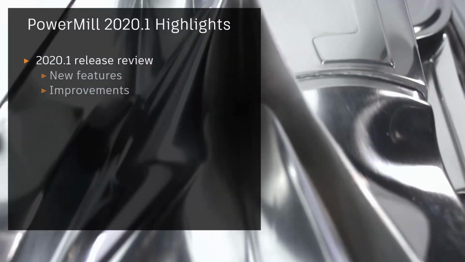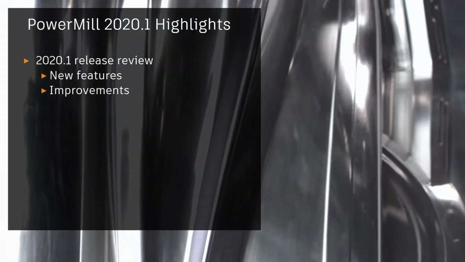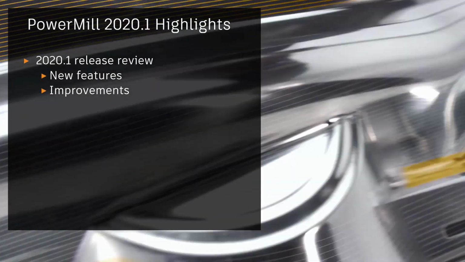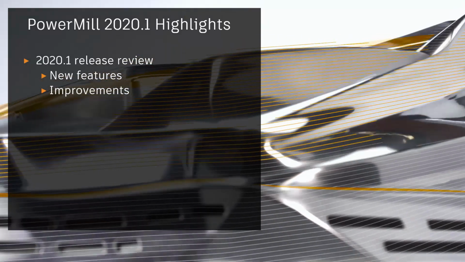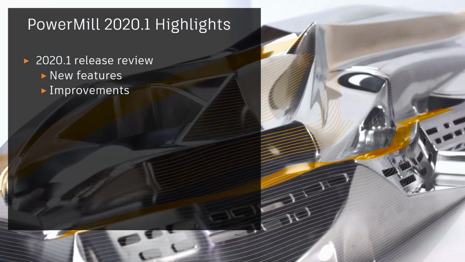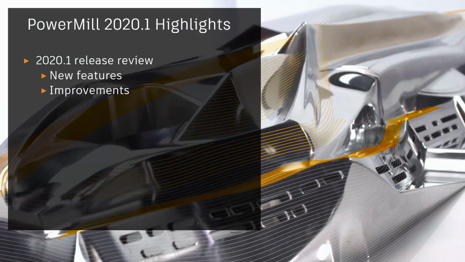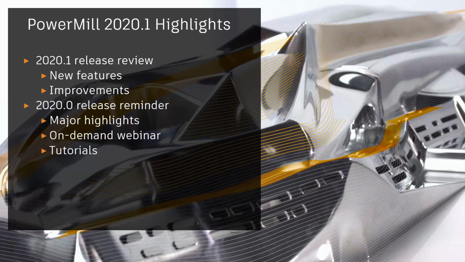So as I say, we're going to dig into the Powermill 2020.1 highlights. So what are the new functions that we've included in Powermill? What improvements have we made? What are the hidden benefits that we've included in terms of fixing bugs and so on? We're also going to provide a reminder of the 2020.0 release that was issued earlier in the year. We'll summarise the major highlights of that release.